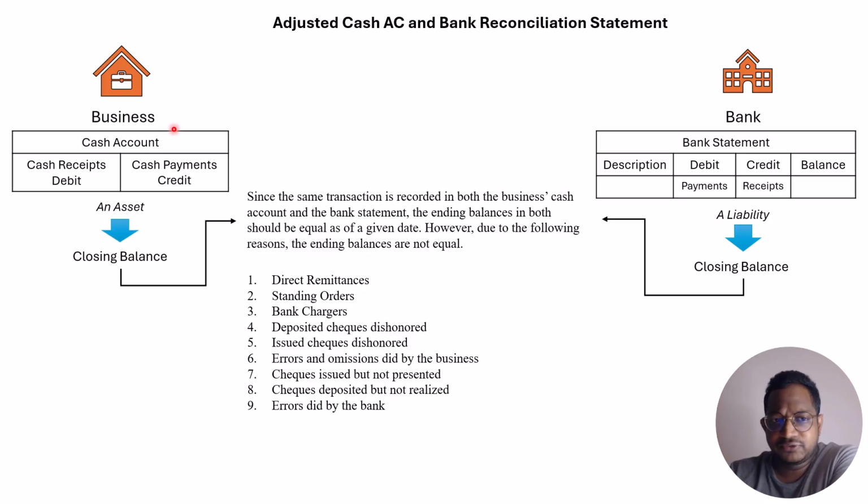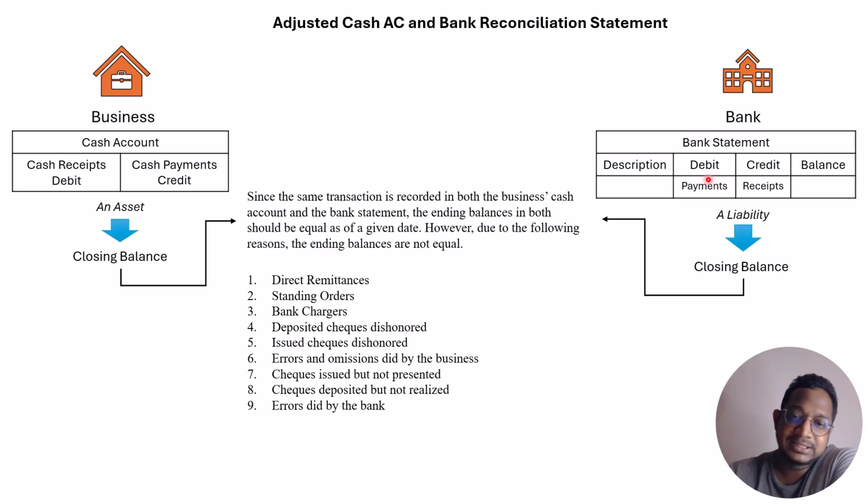So from the business point of view, cash is an asset and the cash account, yes, is an asset. So cash receipts, we are recording on the debit side, and the cash payments, we are recording on the credit side. But from the bank point of view, it is our cash in their account, right? So this bank statement that they are preparing for our transactions, our cash in their hands means our cash is a liability for them. So in the bank statement, cash receipts they record on the credit side, and the cash payments they record on the debit side, right?